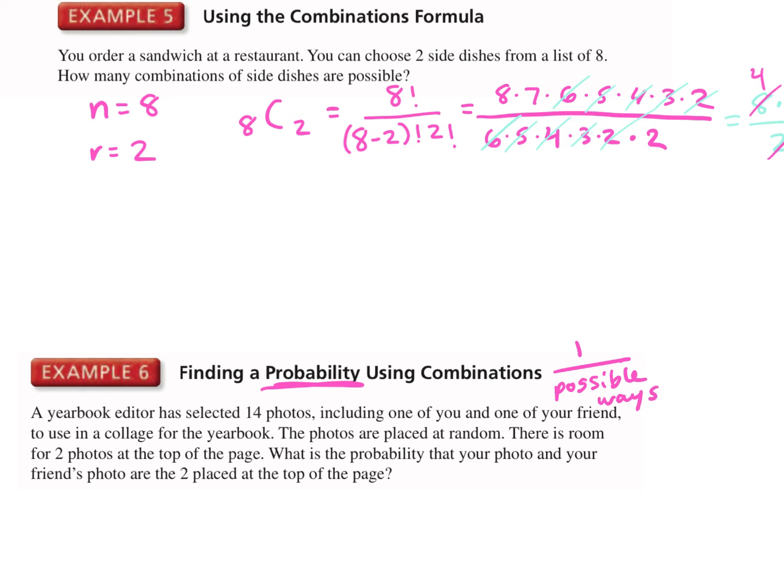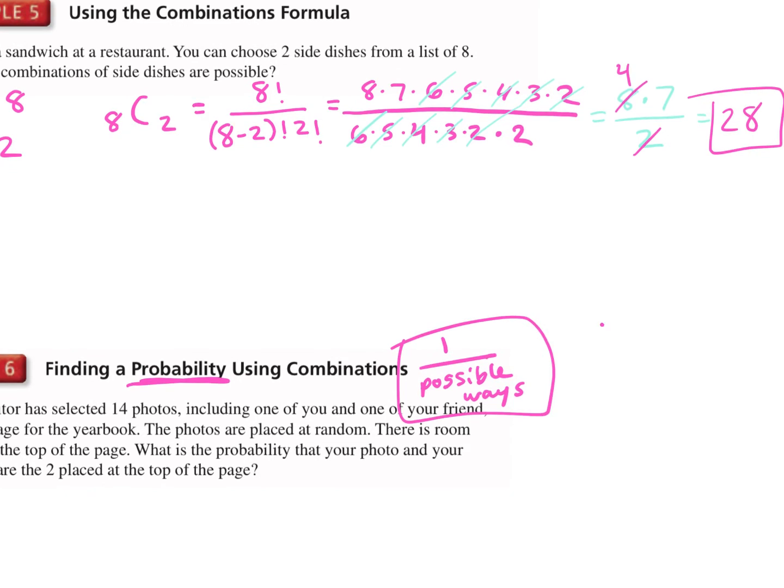So whenever it says probability, you need it to be a fraction, so it's going to be 1 over the total number that we just found using our formula. So it would be 1 over n choose r, like this. So we're still using that combinations formula, we're just putting it into a probability problem here.